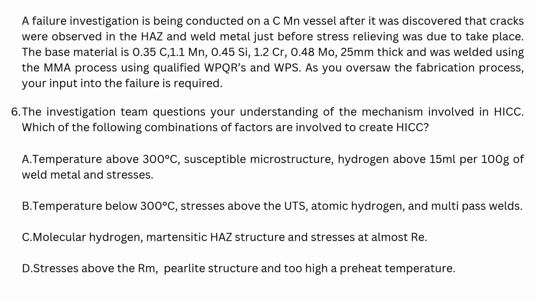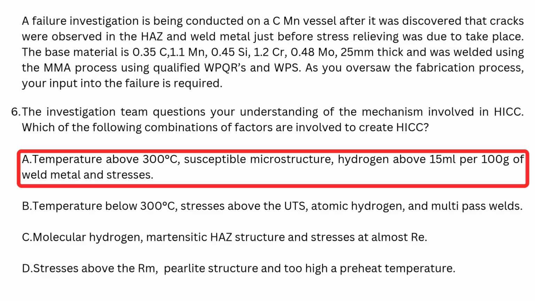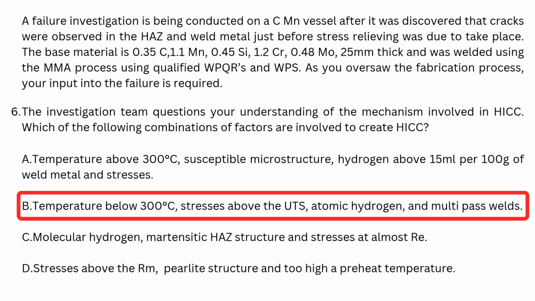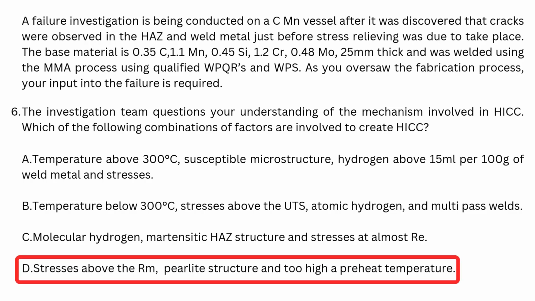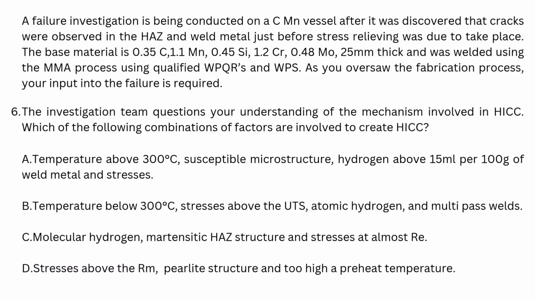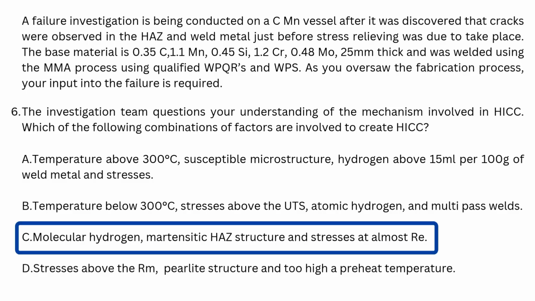Number 6. The investigation team questions your understanding of the mechanism involved in HICC. Which of the following combinations of factors are involved to create HICC? A. Temperature above 300 degrees Celsius, susceptible microstructure, hydrogen above 15 milliliters per 100 grams of weld metal and stresses. B. Temperature below 300 degrees Celsius, stresses above the UTS, atomic hydrogen, and multi-pass welds. C. Molecular hydrogen, martensitic Haas structure and stresses at almost Re. D. Stresses above the perlite structure and too high a preheat temperature. The answer is C. Molecular hydrogen, martensitic Haas structure and stresses at almost Re.